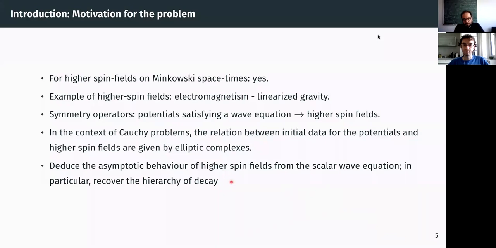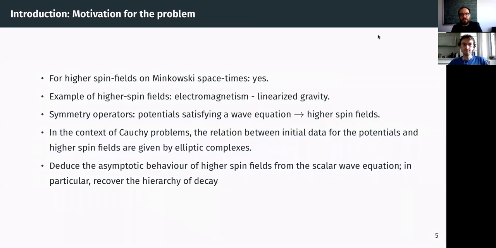some hierarchy of decay. I will not be talking about that too much, but it happens that these higher spin fields form a hyperbolic system of PDE, and not all the solutions of that system decay in a similar fashion. And here, I think this is probably the first time that we were providing a precise answer on how this decay was arising. Okay. I think that's it for the introduction.